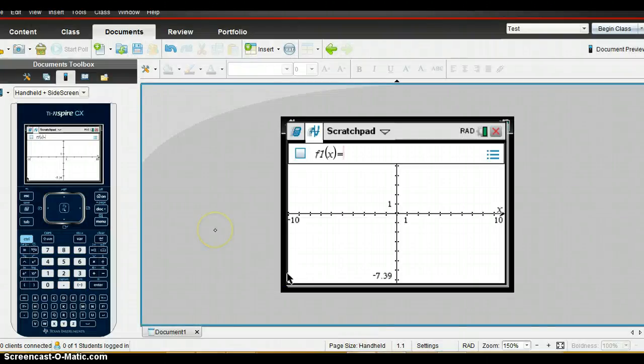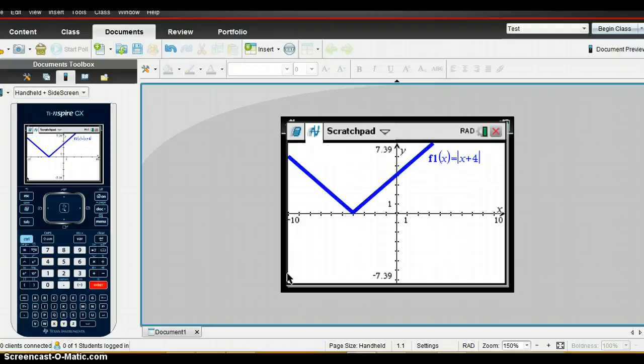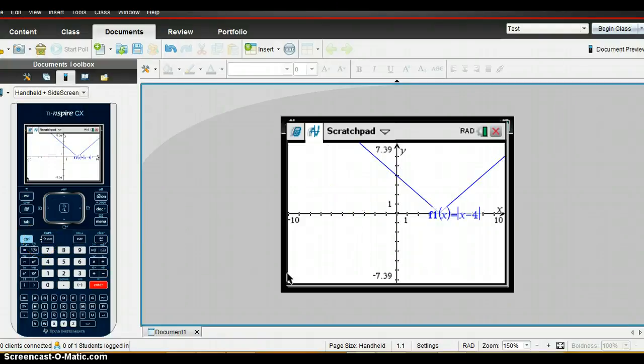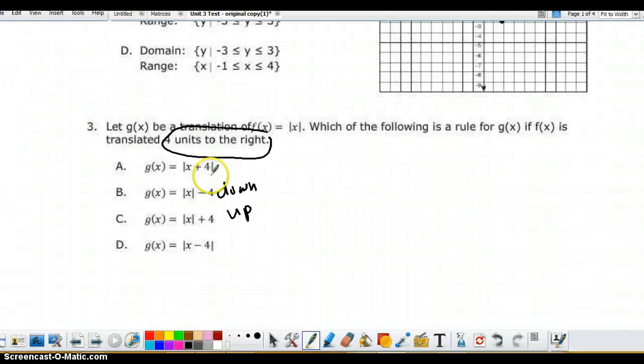All right, so if we look at this, we have the absolute value of x plus 4. That went left. If I have minus instead of plus, now I went right. Because this here is going through 0, 0. Okay? That's the correct answer.